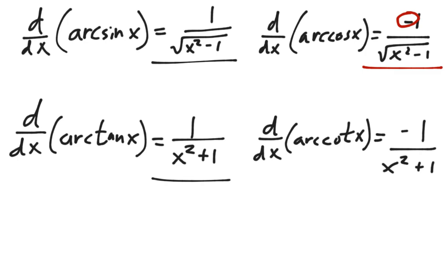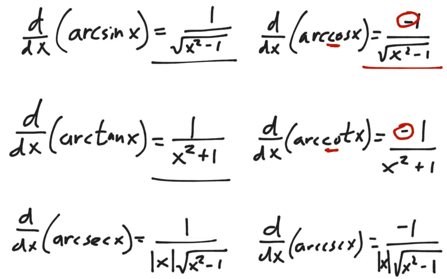And then check it out. Hey, the c's, just like with regular derivatives, cosine goes to negative sine. Cotangent goes to negative cosecant squared, and cosecant went to negative cosecant cotangent. Here, the arccosine goes to negative, the arccotangent goes to negative, and if your guess is that the arccosecant of x goes to negative, you're probably going to be right.